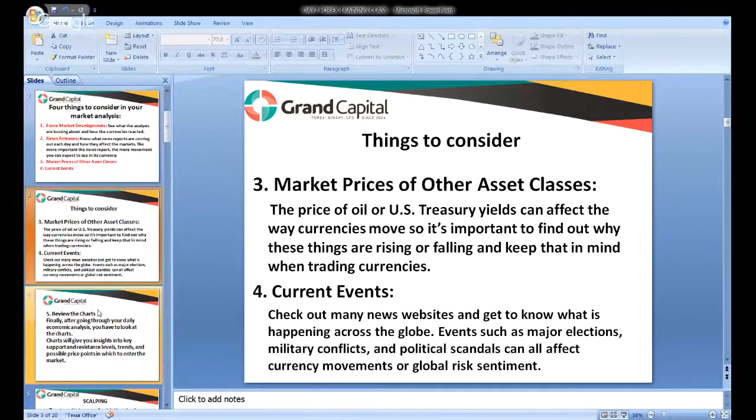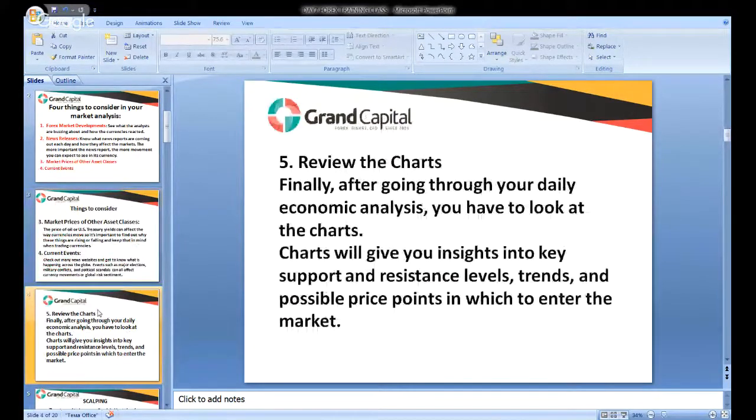Okay, lastly, you still review the chart. Finally, after going through all your daily economy analysis, you have to look at the chart. The chart will give you insight into key support and resistance levels, trends, and possible price points at which to enter the market. So now we go into types of traders.